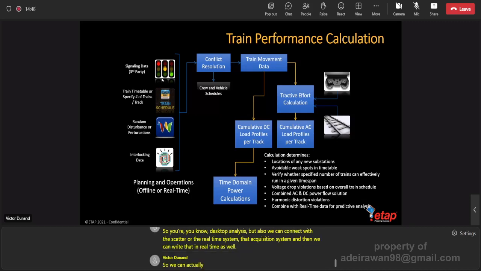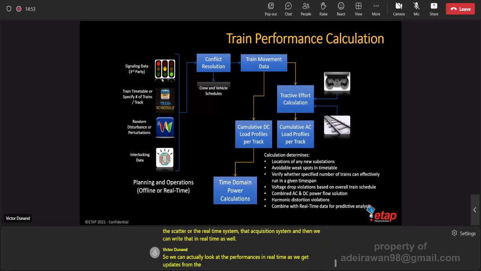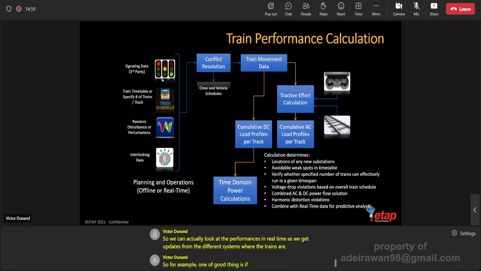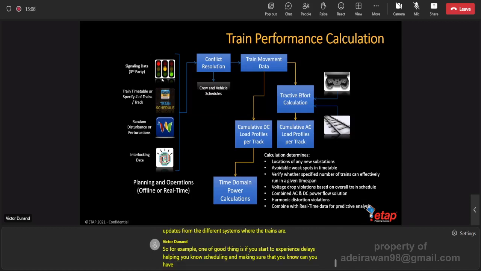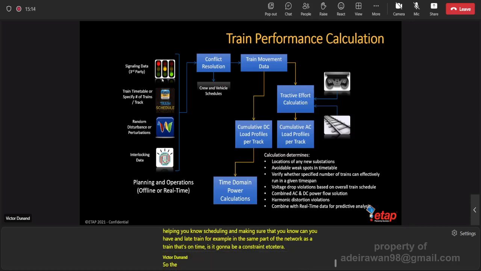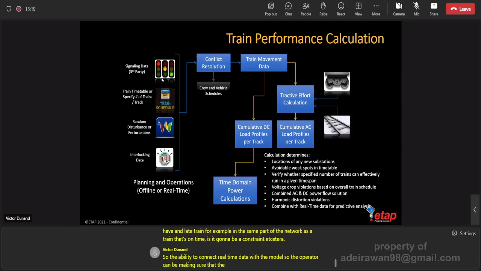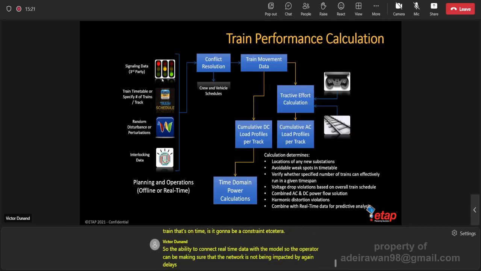So we can actually look at the performances in real time as we get updates from the different systems, where the trains are at. For example, one of the good things is if you're starting to experience delays, helping with scheduling and making sure that, can you have a late train, for example, on the same part of the network as a train that's on time? Is there going to be any constraint, etc.? So the ability to connect real-time data with the model, so the operator can make sure that the network is not being impacted by, again, delays, potential alternative configurations of the network, etc.